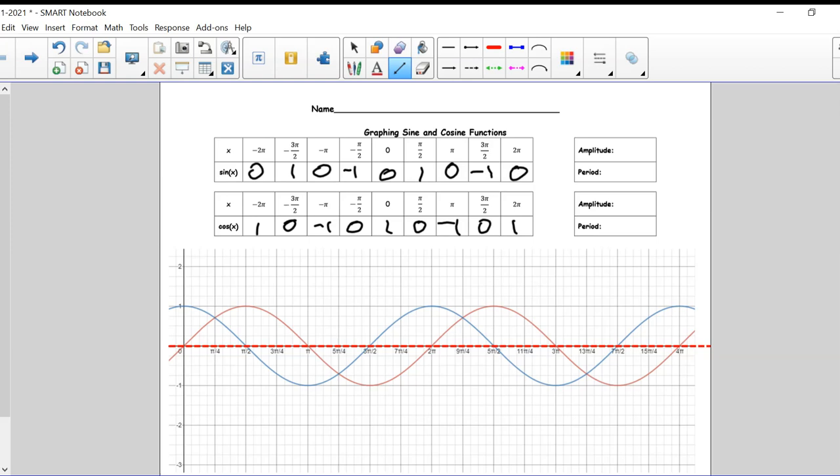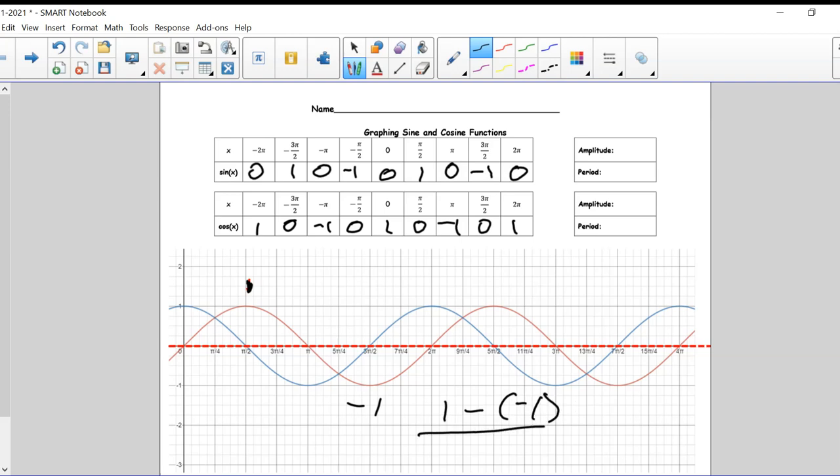Another way to determine the amplitude is to take your high minus your low and divide that by 2. So in other words, the distance from the high to the low. The highest point here is 1. The lowest point is minus 1. So if I take 1 minus minus 1, that's of course equal to 2. Then I just divide that 2 by 2, and that gives us the same value of 1.